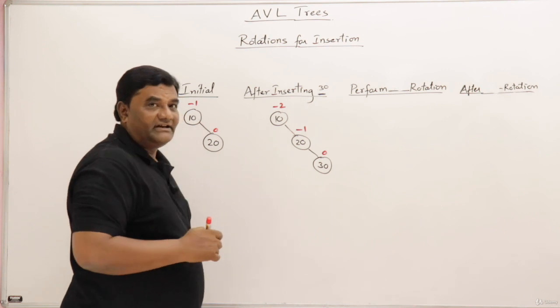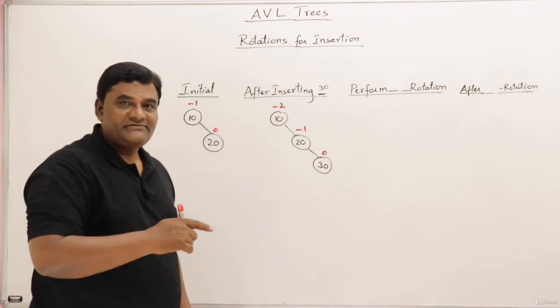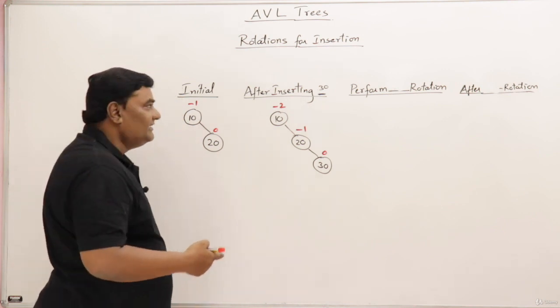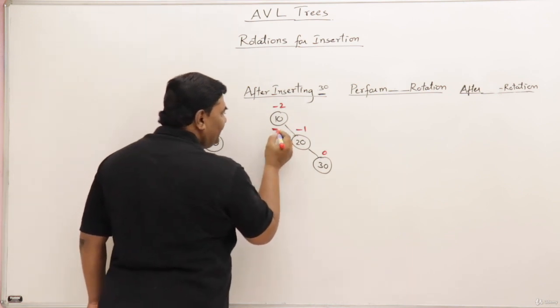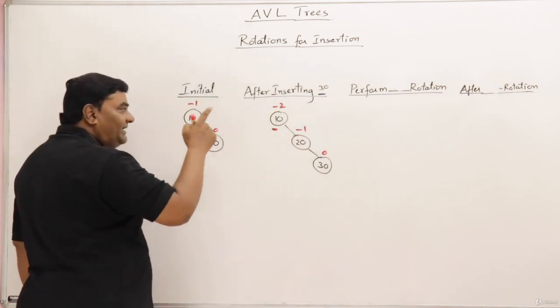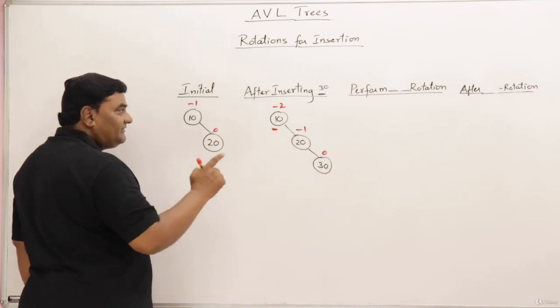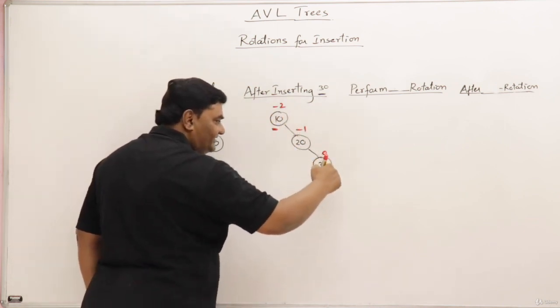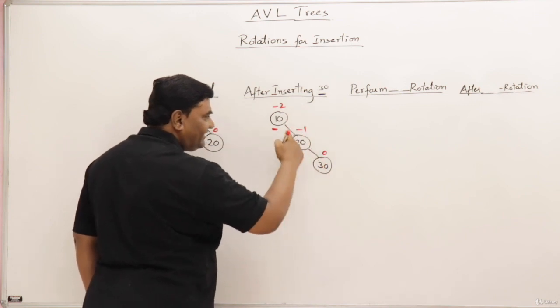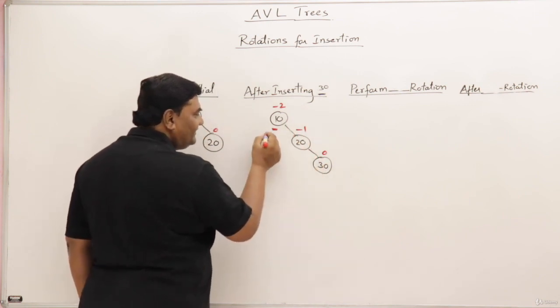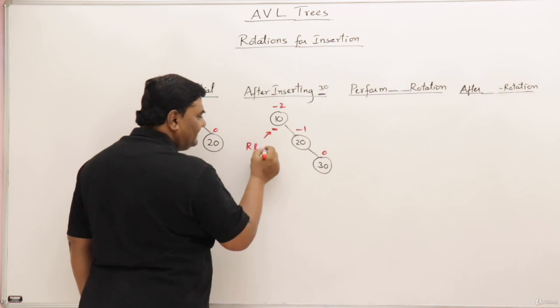Minus 2 is not a valid balance factor. Balance factor cannot be less than minus 1. This is minus 2, so this node became imbalanced. Why did it become imbalanced? Because we have inserted 30 just now, where we have inserted the right child of the right child. Right? It is the right child of right child. So RR. Let us call this RR imbalance.